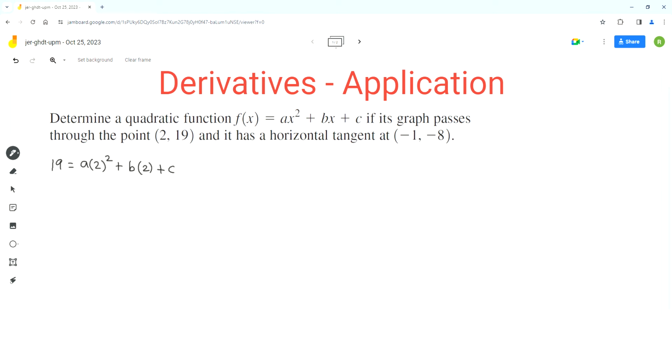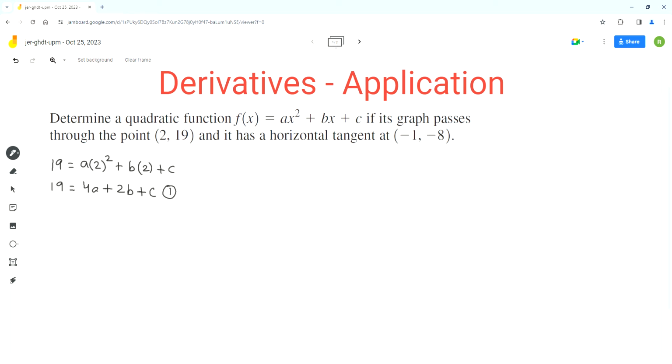Now we can simplify this step. So we get 19 equals 4a, since 2 squared is equal to 4, plus 2b plus c. So this is the first equation that we get for a, b and c.